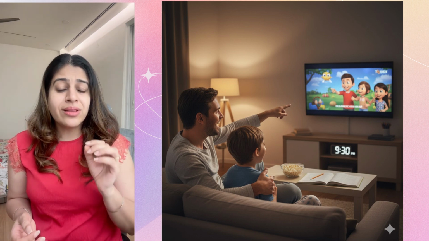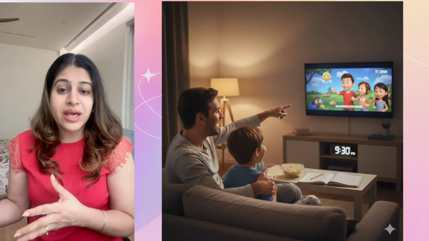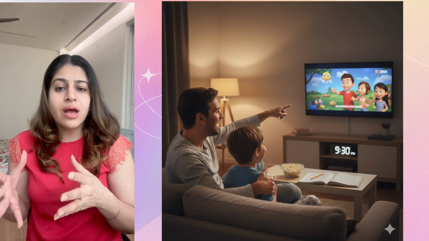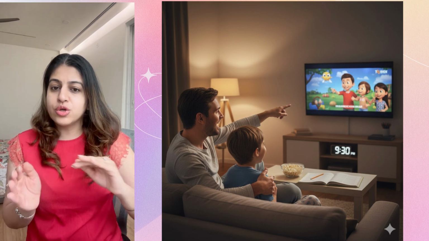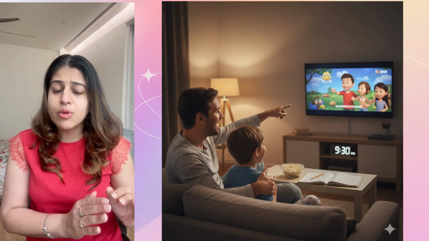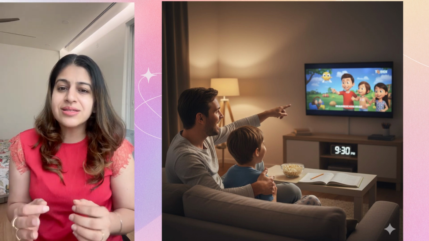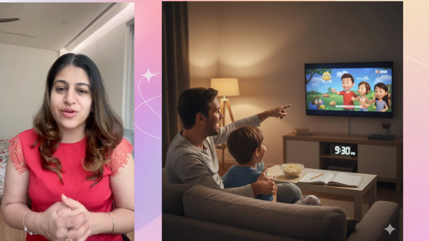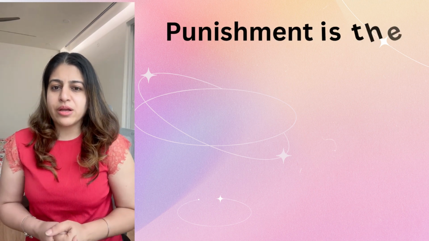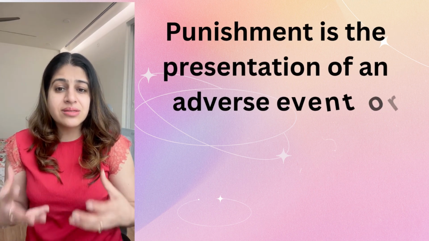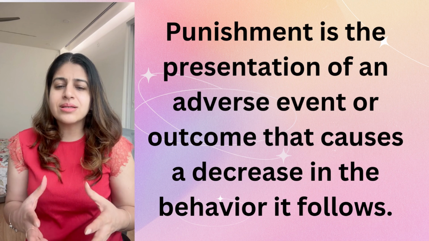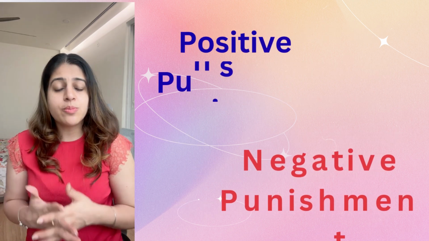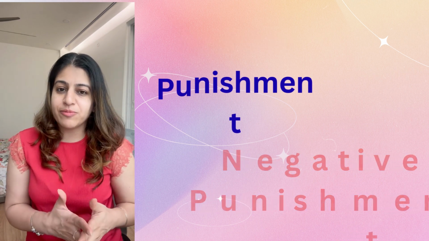So here, when the child showed his desirable behavior, that is, he studied, the act of sending them to bed early was removed. So removal of an unwanted stimulus is also a reward. This kind of behavior is called negative reinforcement. Next is punishment. Punishment is the presentation of an adverse event or outcome that causes a decrease in the behavior it follows. There are two kinds of punishment: positive punishment and negative punishment.